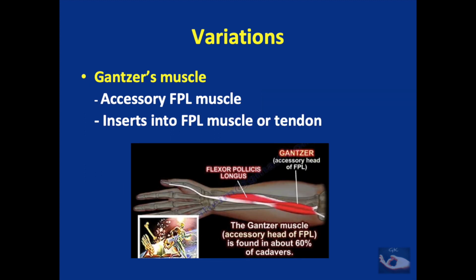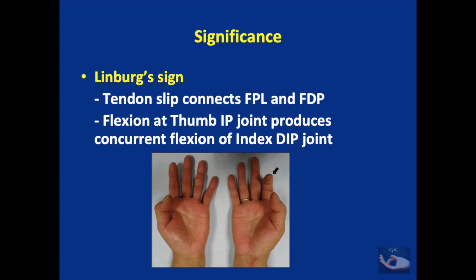Anatomical variations are seen mostly in the flexor pollicis longus in the form of the Gantzer's muscle, which is an accessory FPL muscle, and it inserts into the FPL muscle or tendon. The other anomaly that can occur results in the Linburg sign, that is, when there is a tendon slip connecting the FPL and the FDP of the index finger. So, flexion at the thumb IP joint produces a concurrent flexion at the index distal interphalangeal joint.